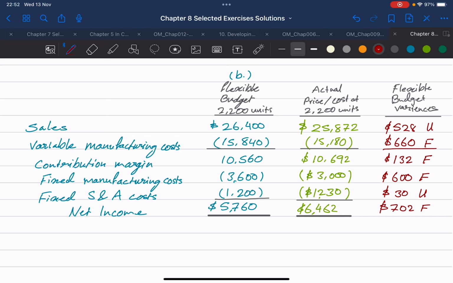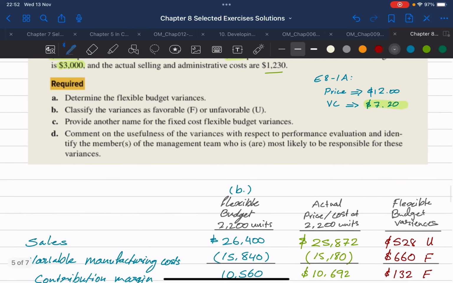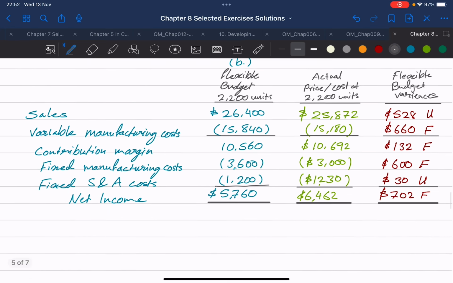Okay, let's just match the lines to make our answer a little bit more presentable and organized. Here we go. Okay, so that is the answer to parts A and B. In C, the question says provide another name for the fixed cost flexible budget variances. Now these are called spending variances. Okay, so we'll just put that in.